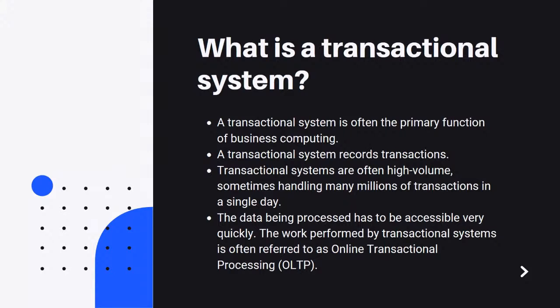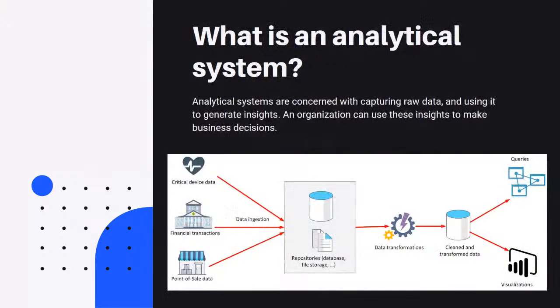Okay, then we have the analytical system. Analytical systems are concerned with raw data, data in any form, which is further used to generate insights. For example, data that we use to create a survey, data which we use to create trends, or for business purposes, for visualization, for querying, and for storing any details like that. For that purpose we use the analytical system.